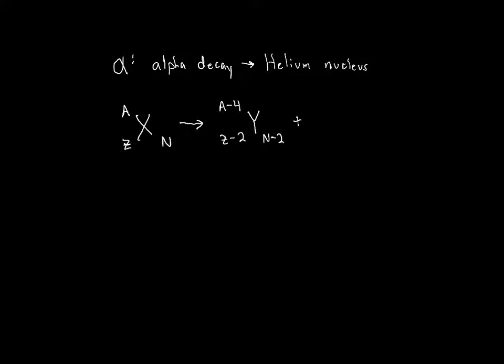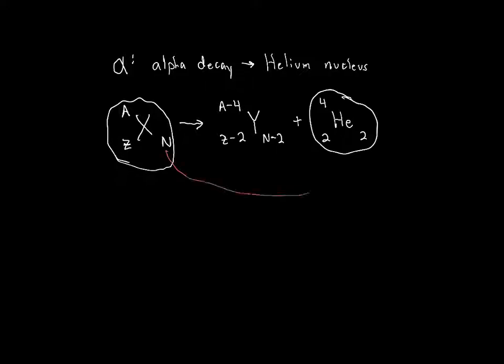Plus 4 nucleons total, 2 protons, 2 neutrons, which is the element helium. So we've taken this element X, and we've lost a helium nucleus. So we can see right away that every single one of the symbols that we have, we've lost the equivalent amount that's contained inside of the helium nucleus.